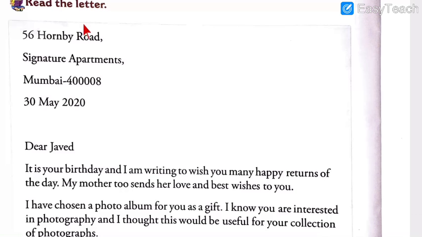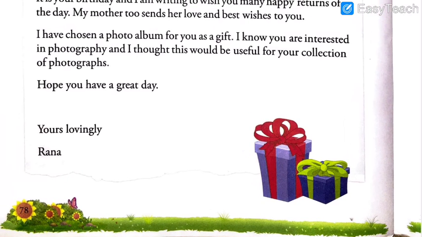So it is not necessary that the address should be of 4, 5, 6 lines, but it should be in a proper format, and the comma should be there as it is there. And here, like I said, in the complimentary closure, a comma is not used. So now I hope, students, you have got a detailed idea of how we have to write the letter.